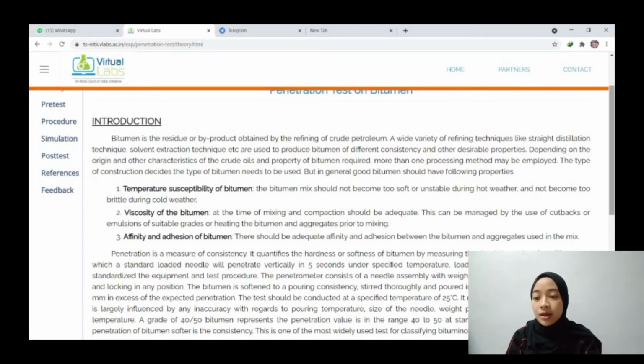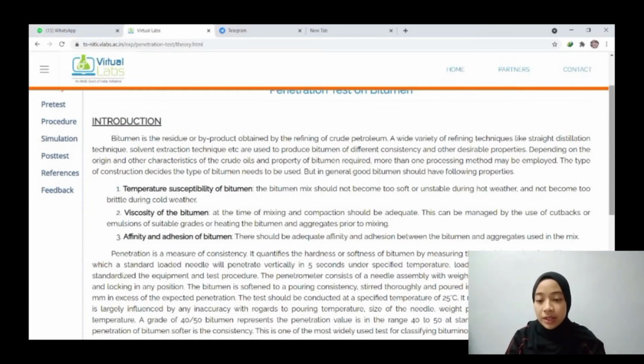Penetration is a measure of consistency. It quantifies the hardness or softness of bitumen by measuring the depth in tenths of a millimeter to which a standard loaded needle will penetrate vertically in 5 seconds under specific temperature, load and duration of loading. BIS has standardized the equipment and test procedure.